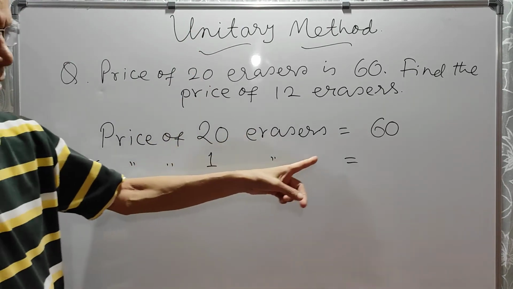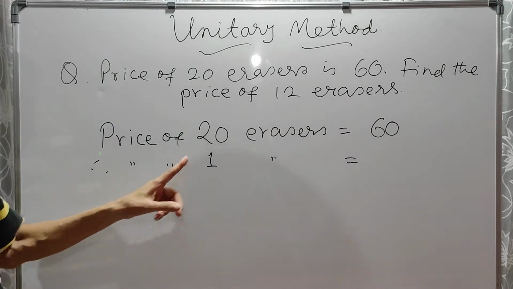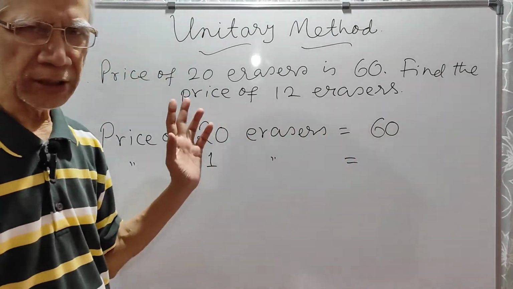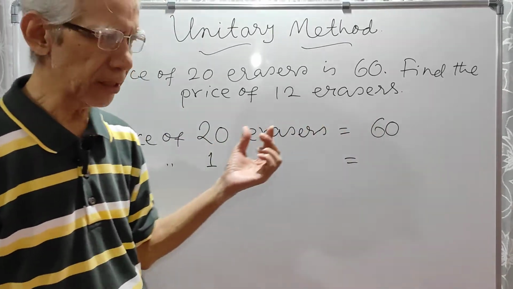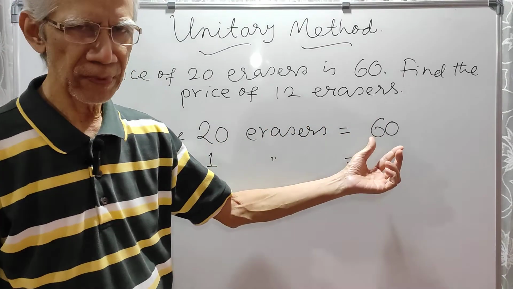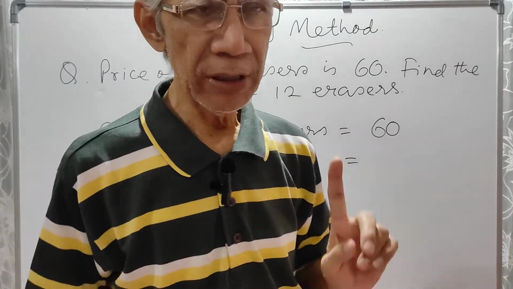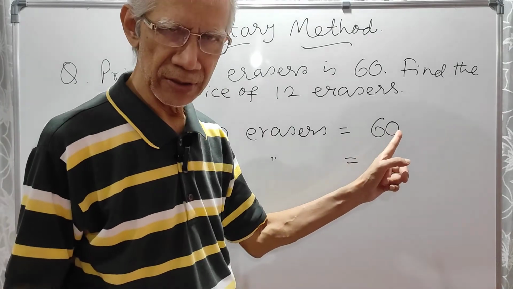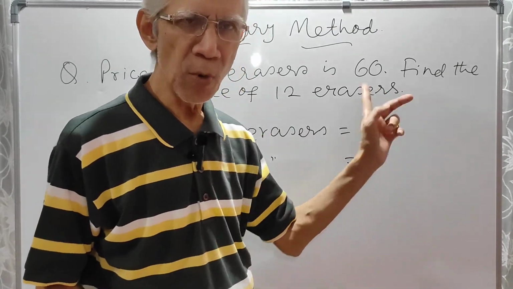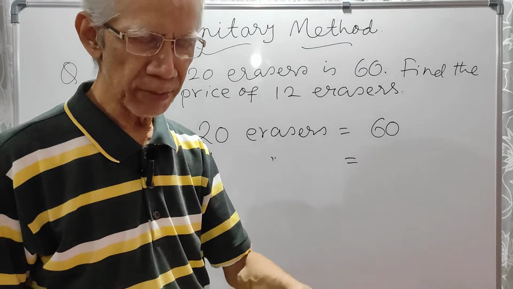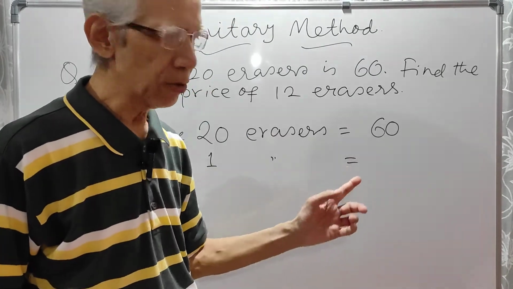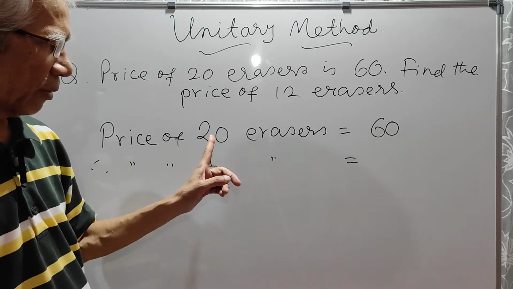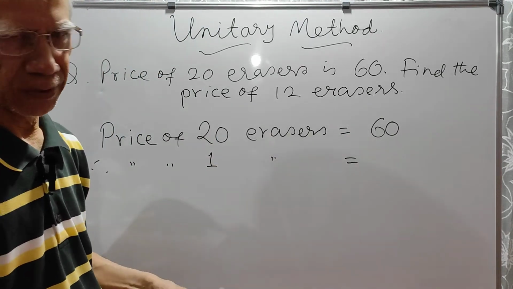So price of 20 erasers is 60 rupees. Therefore, the price of 1 eraser will be definitely less than 60. 20 erasers cost 60 rupees, therefore 1 eraser will cost definitely less than 60. Now, if it is less than 60, we will divide. If it is more, in some cases, as I'll explain next, we'll have to multiply. Now here we have to divide because the price of 1 eraser will be less than 60.